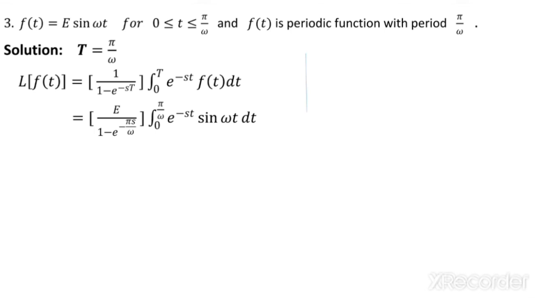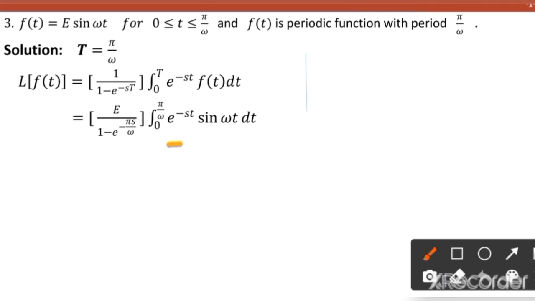So we have e by 1 minus e power minus pi s by omega, integral 0 to pi by omega, e power minus st sin omega t dt. Now how to integrate this? How can we integrate e power minus st sin omega t? Here we cannot use Bernoulli's rule because none of these two are polynomial. So we have to use some other method.